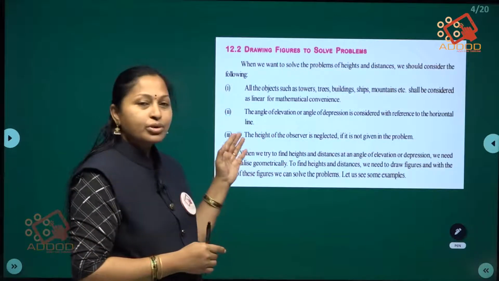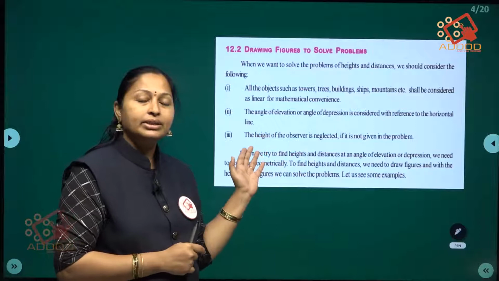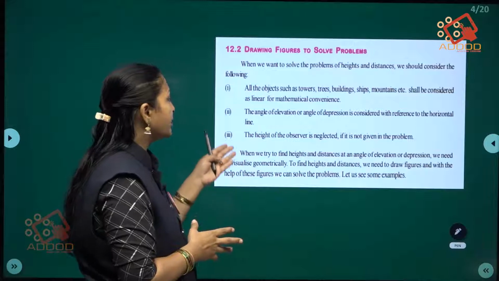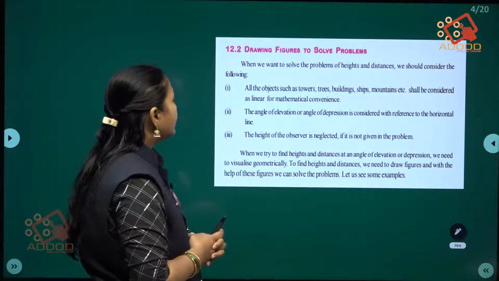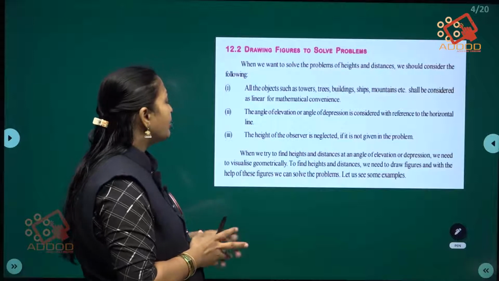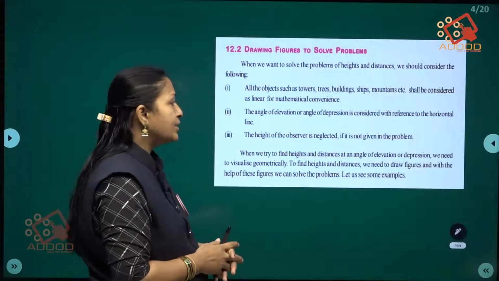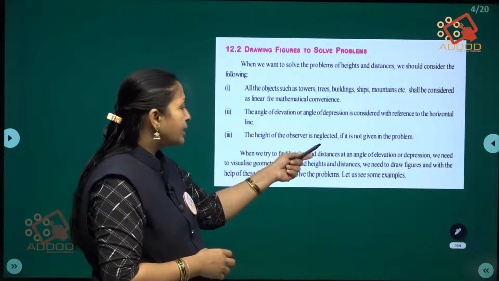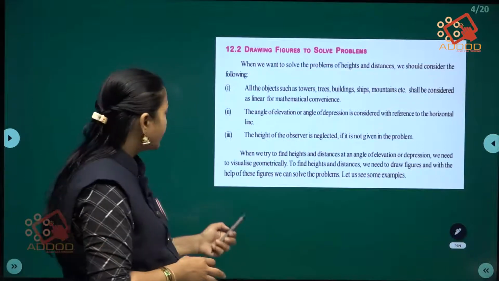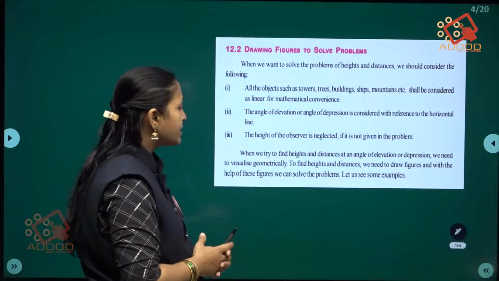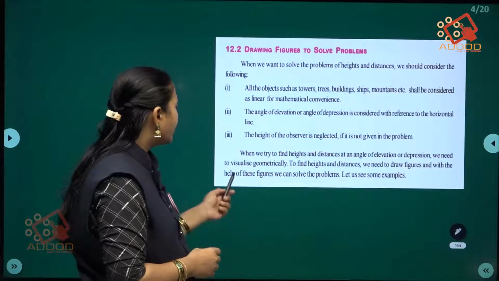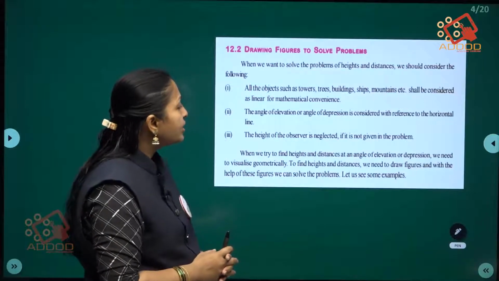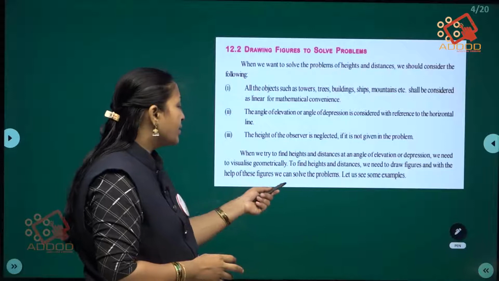Here we are mostly going to find the heights of buildings, towers and mountains, so for mathematical convenience we take them as linear figures. The line of sight, angle of elevation or angle of depression is considered with reference to the horizontal line. The height of the observer is neglected if it is not given in the problem. When we try to find heights and distances with an angle of elevation or depression, we need to visualize geometrically. We need to draw the figures, and with the help of these figures we can solve the problems.